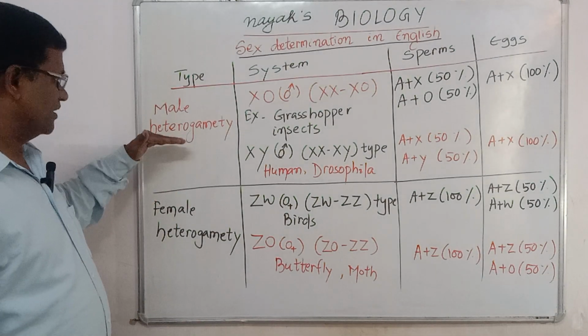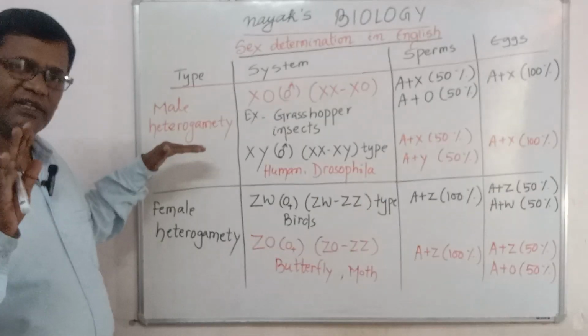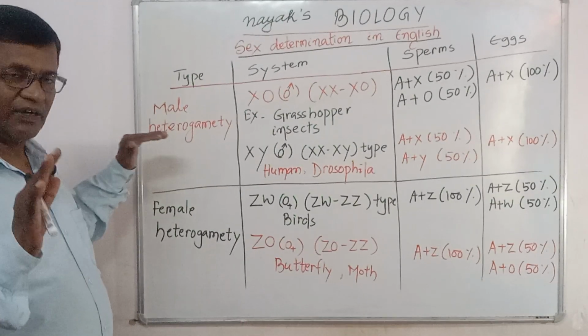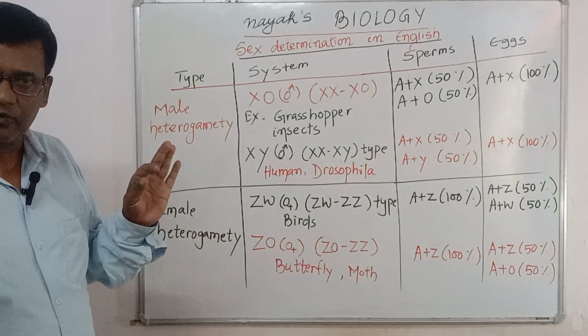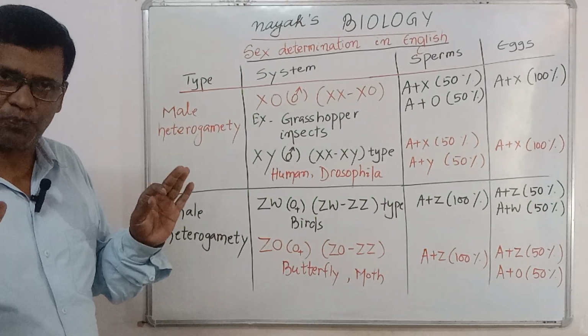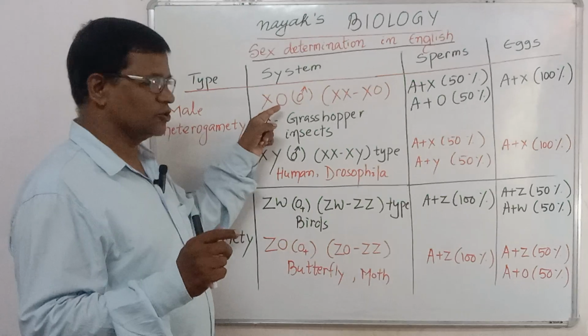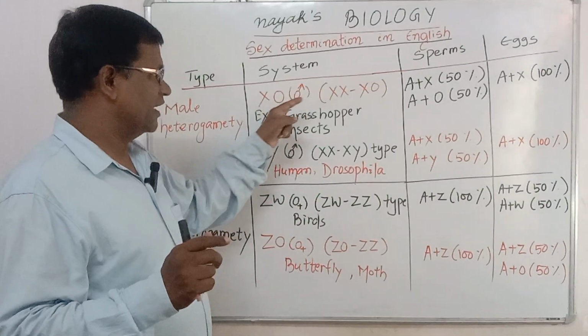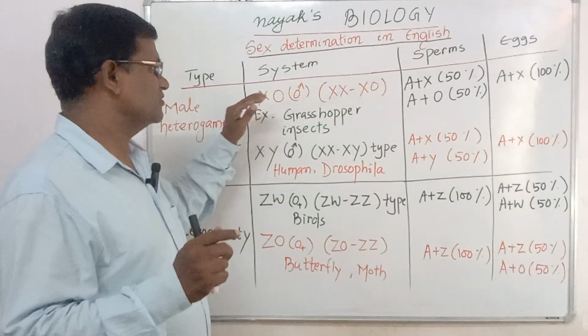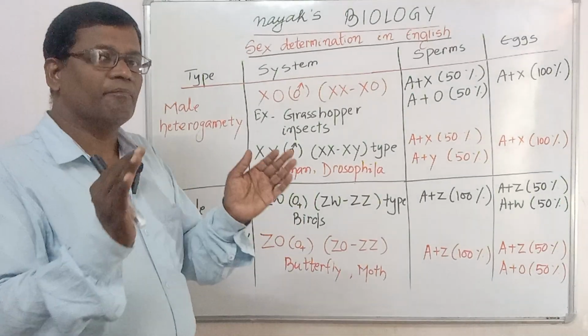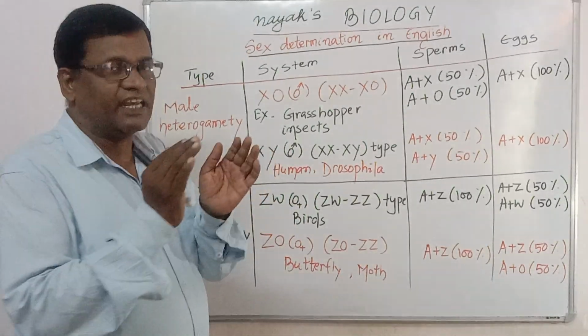Now we will start with male heterogamy. Already we read that in male heterogamy, the male produces two types of sperm. Here one is the X0 type, that is, XX and X0. In simple terms you can call it the X0 type, but actually it is XX and X0.